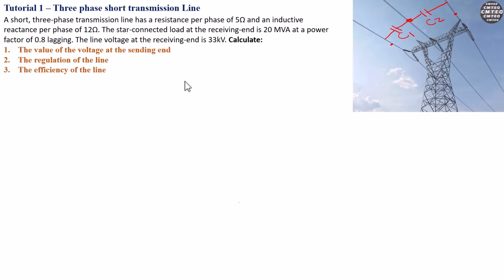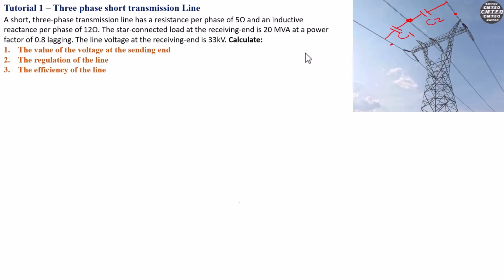In this tutorial, we're going to cover one of the typical problems in electrical power distribution, where power system engineers or students are usually tasked to find the value of the voltage at the sending end, the regulation of the line, and the efficiency in a short transmission line.